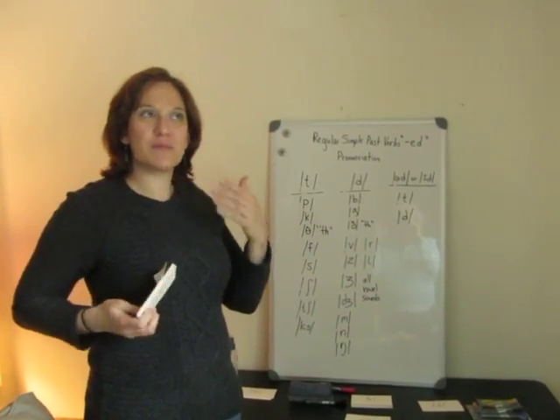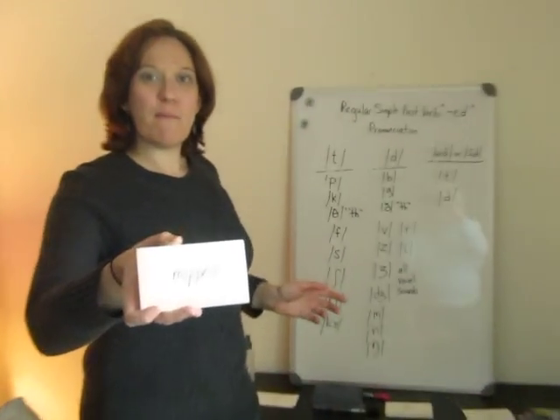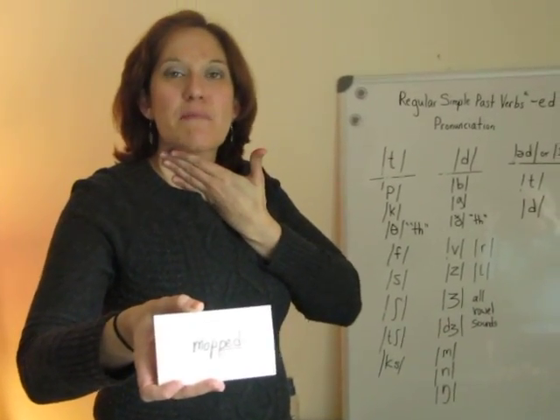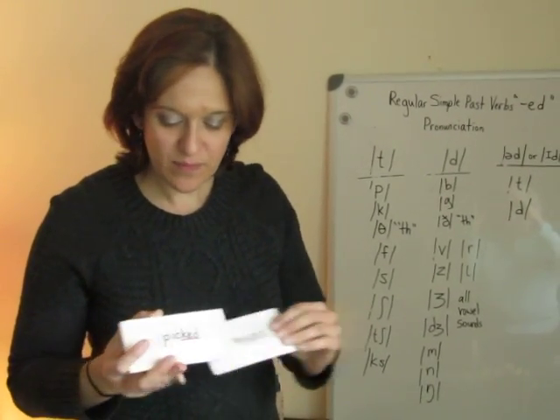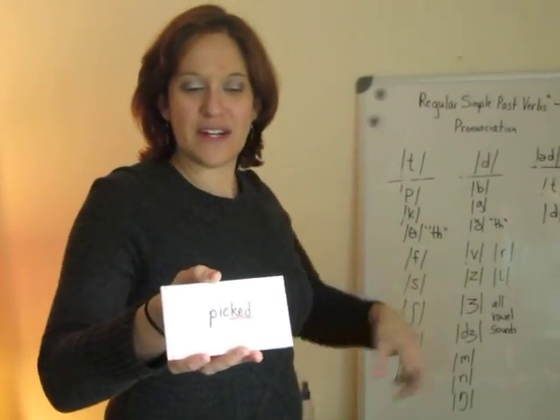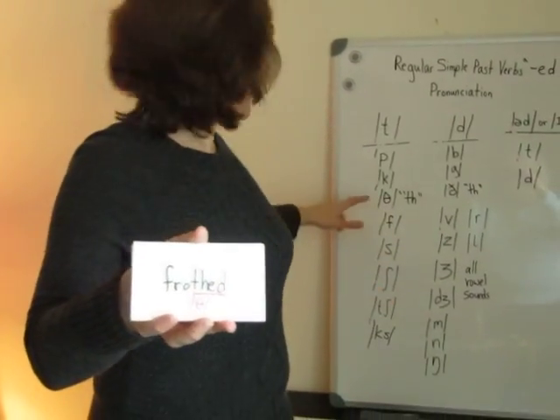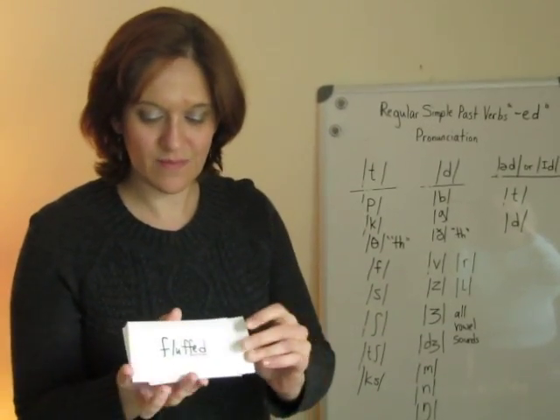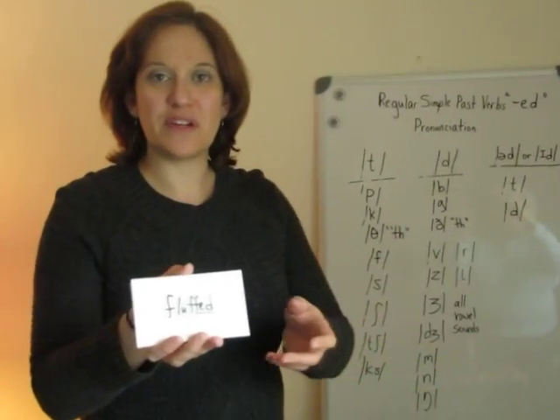Okay, so let's practice a couple of these sounds in words. So for example, mop, t, mop, t. You put your hand here and you say mopped. You feel no vibration. Okay? Mopped. Picked. He picked his classmates, or picked his nose. Frothed. He frothed the latte. Fluffed. He fluffed the pillows.